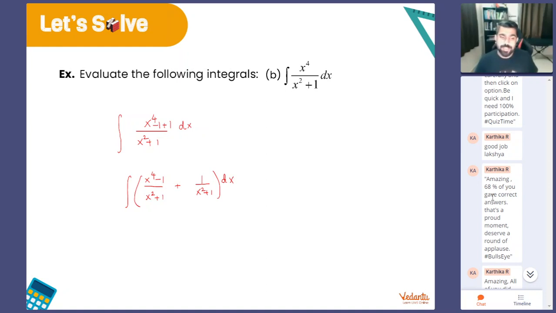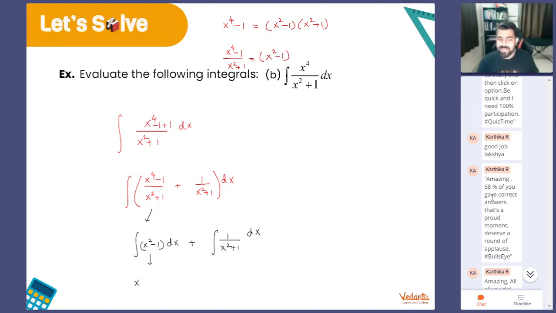Is that okay? Sir, what is the advantage, sir? It is a big advantage because x power 4 minus 1 is nothing but x square minus 1 into x square plus 1. So x power 4 minus 1 by x square plus 1 is basically x square minus 1. So the first term can be written as integral x square minus 1 dx plus integral 1 by x square plus 1 dx. So this is very easy to integrate.